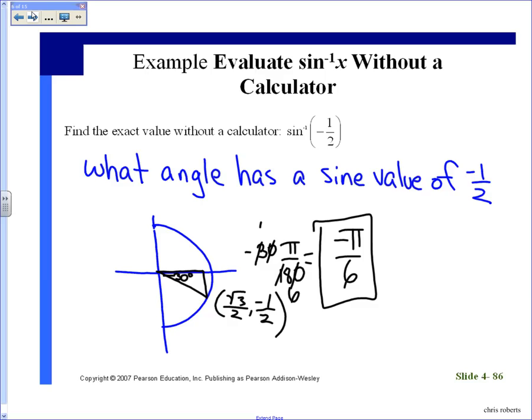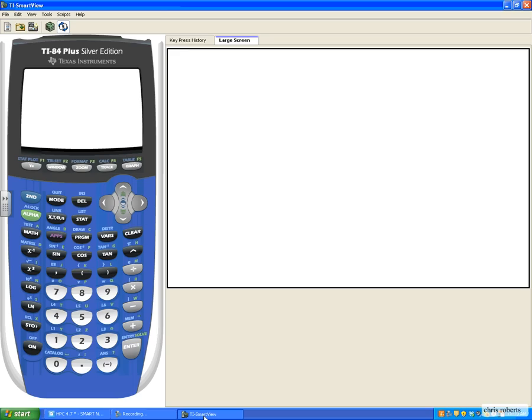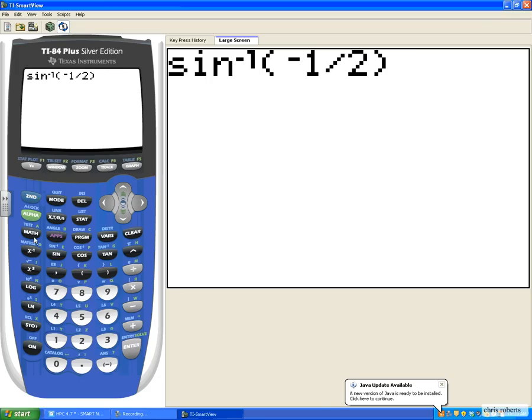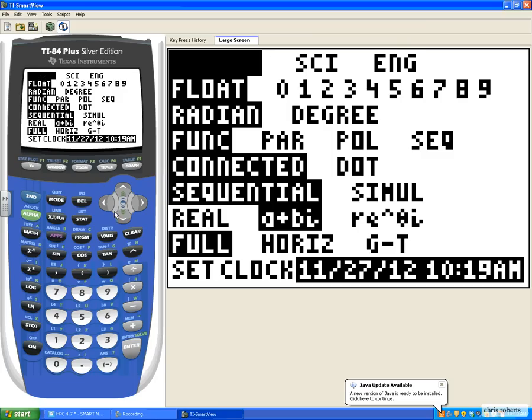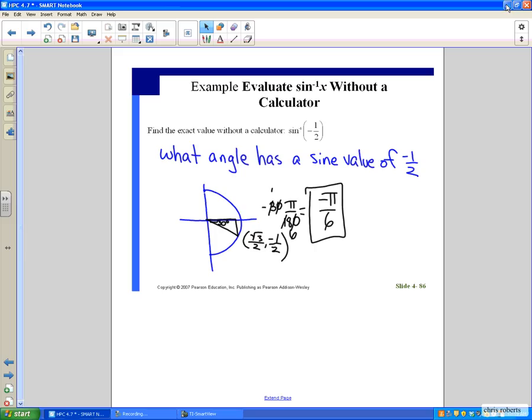We can verify this on the calculator. If we put in inverse sine of negative 1/2 on the calculator, we're going to use the second sine button, and negative 1/2. I'm going to make sure that I'm in degree mode, just so that it'll be a little bit easier for us to see our answer. And I get negative 30 degrees, which is the same answer that I got using my unit circle.